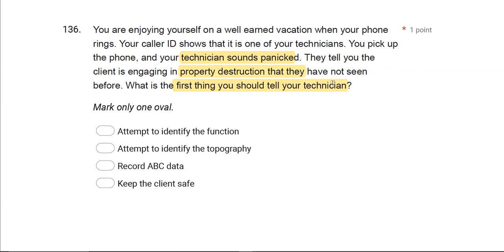C, record ABC data. Again, ABC data is going to be important. Function is going to be important down the road when we want to treat this behavior. In the moment or anything else, what's the most important thing? We do no harm. That's the number one rule. In the moment, the most important thing is keeping that client safe. We've got to keep that client safe, and we've got to keep the technician safe. So above all else, brand new, very dangerous behavior. First things first, keep the client safe.